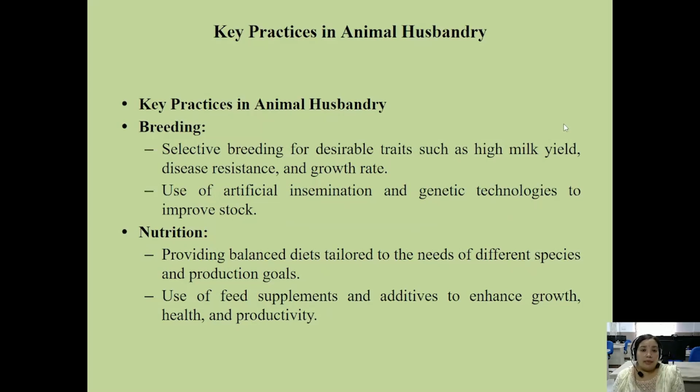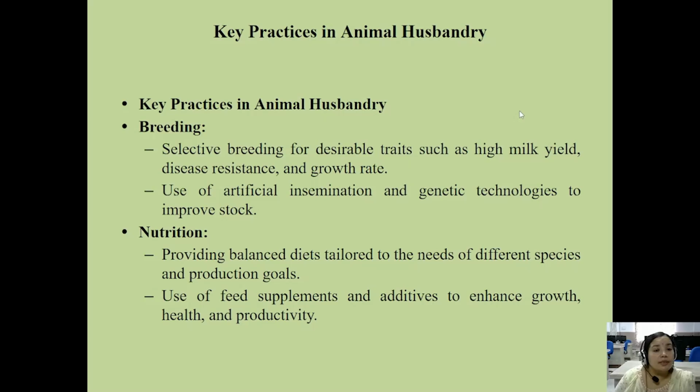Then we come to the key practices in animal husbandry: breeding and nutrition. Breeding is selective breeding for desirable traits such as high milk yield, disease resistance, and growth rate, along with use of artificial insemination and genetic technologies to improve stock. Nutrition means providing balanced diets tailored to the needs of different species and production goals, and use of feed supplements and additives to enhance growth, health, and productivity.